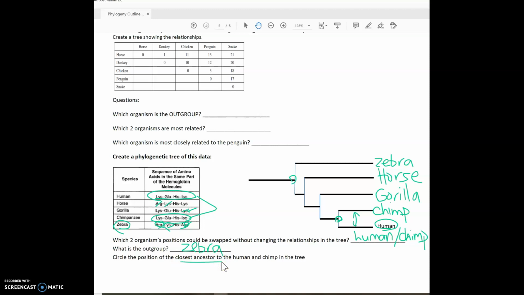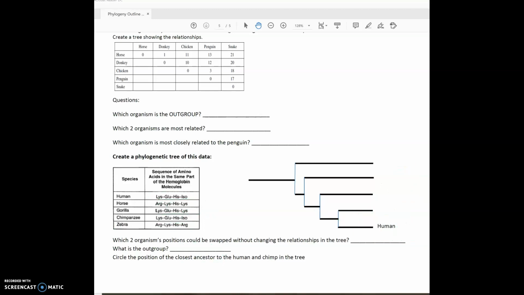These nodes are the ancestors. So the closest ancestor specifically to the human and the chimp would be right here. This was our chimp. And it would be right here. This would be an ancestor, the last time we shared a common ancestor, and then that diverged into the human and the chimp. Further back, this would have been the ancestor that diverged into the gorilla and some other organism, which then continued and split into the human and the chimp. So that's how you're going to read one of these.